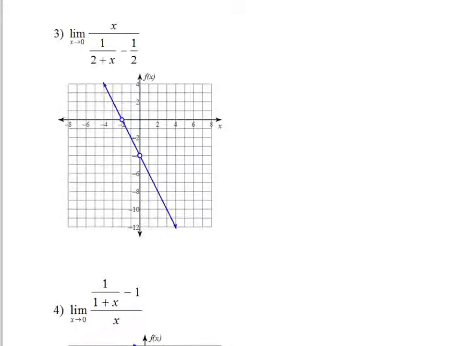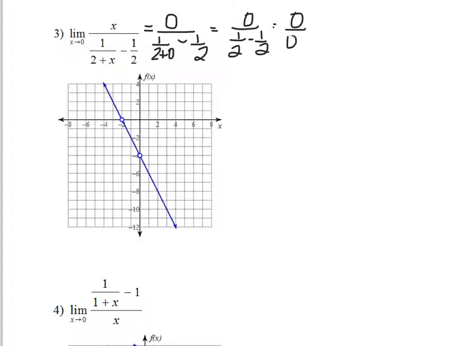All right, example number 3 is just like all the rest. We want to try direct substitution first. So we're going to take the limit as x approaches 0. We're going to directly sub in 0 and see what happens. So I have 0 over 1/2 minus 1/2, which is 0 over 0.